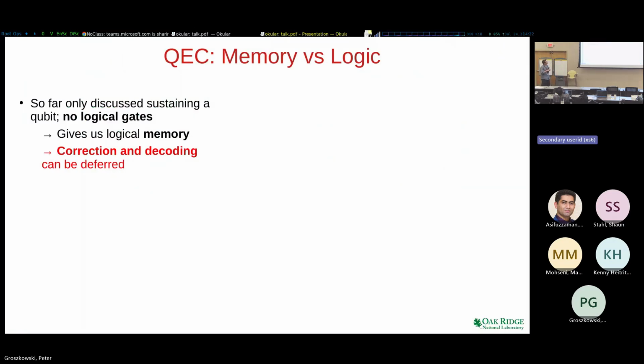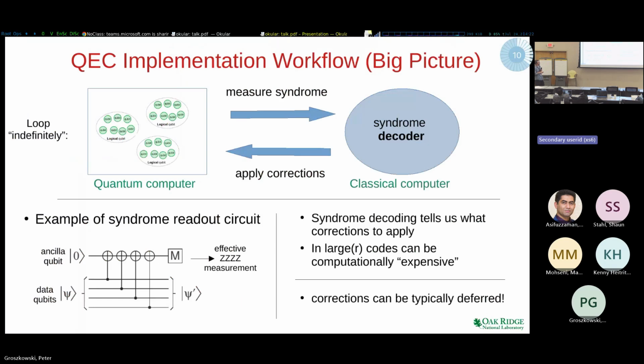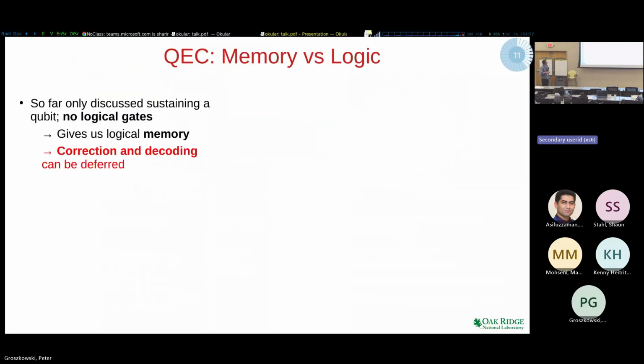So let me connect memory versus logic. I just want to highlight that everything I've talked about right now is really just sustaining this logical qubit. Okay, we haven't actually done any logic. We've done these circuits, but the circuits are not doing any logical operations. They're just making sure that the qubit stays alive. If all you want is that, then we call this just logical memory. And it turns out that in this case, both correction and decoding can actually be deferred to the end of the quote unquote computation. You're not really computing, you're just letting the qubit live for long. The qubit will lose its quantumness, but as long as you're reading these syndromes constantly, you can correct everything at the end after you've read out the actual logical qubit, okay?